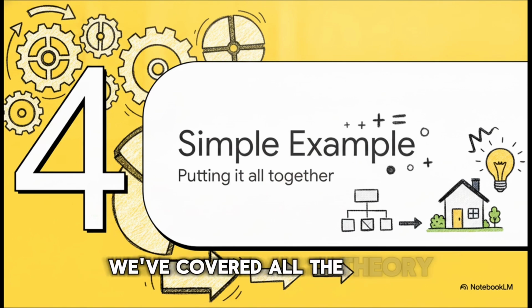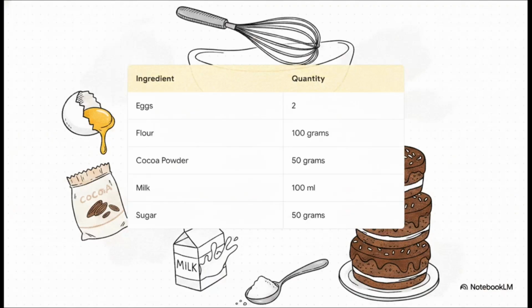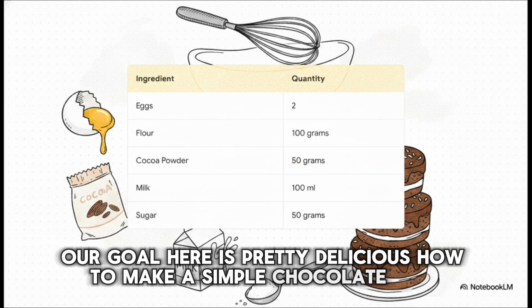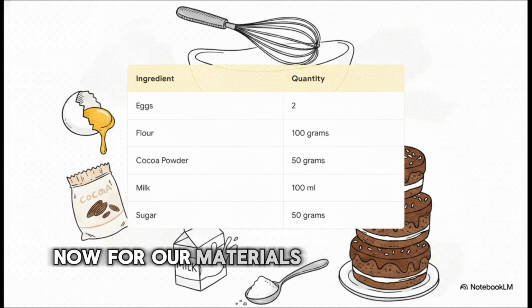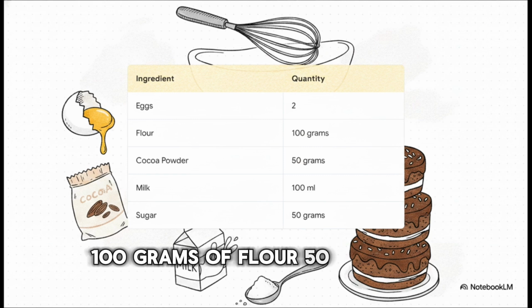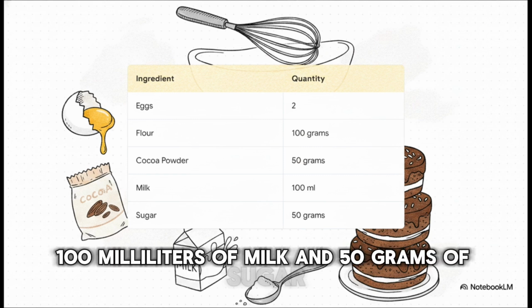All right, section 4, a simple example. We've covered all the theory, so let's put it all together into a real-world scenario. Let's put this into practice. Our goal here is pretty delicious. How to make a simple chocolate cake. Now, for our materials, we are going to need 2 eggs, 100 grams of flour, 50 grams of chocolate powder, 100 milliliters of milk, and 50 grams of sugar.